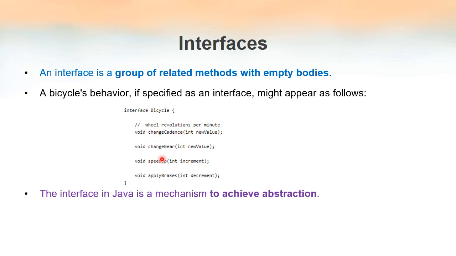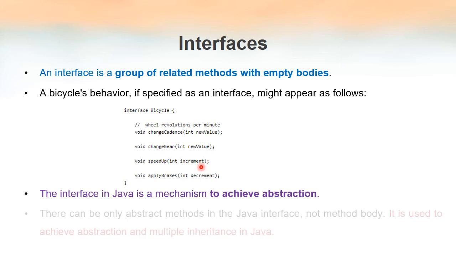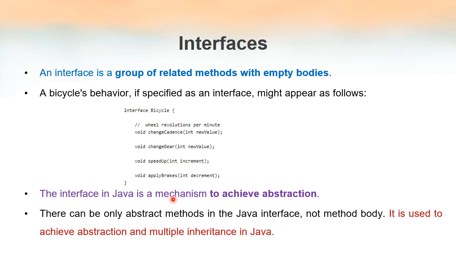So as we can see here, we are hiding the implementation of each of these methods. Since we are hiding the implementation of these methods, we are showing only the method name. Thereby we are achieving abstraction. So only abstract methods can be there inside a Java interface. We have defined what an abstract method is. Methods without body are said to be abstract methods.